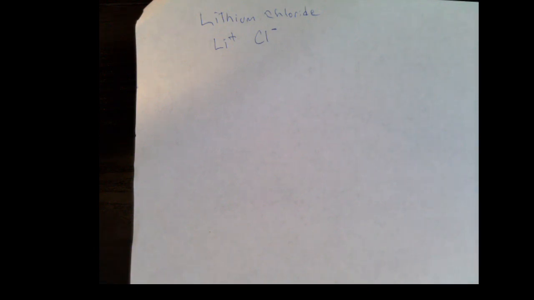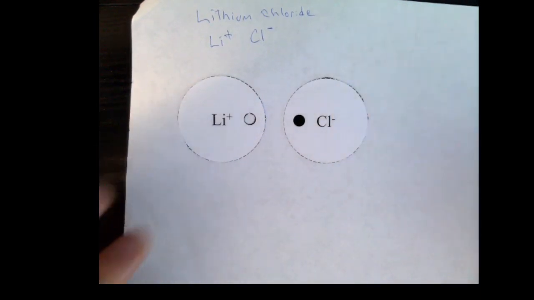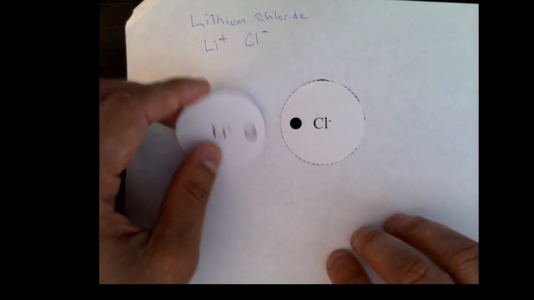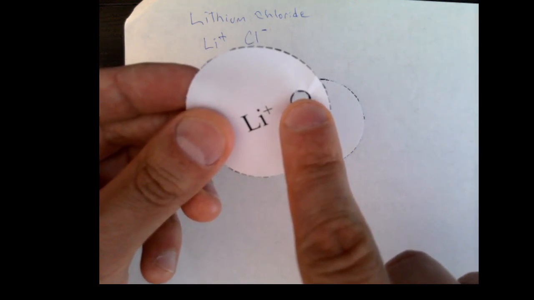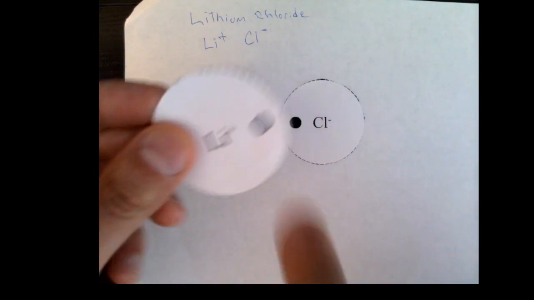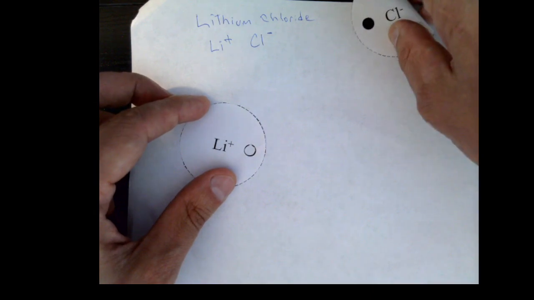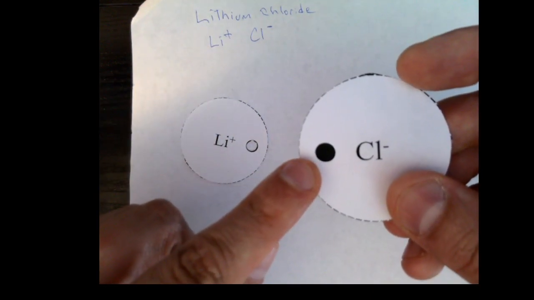So what I've done is I've created these. For every positive ion, I have a circle with a hole in it. As you can see here, this hole represents the positive charge. The lithium ion has given up an electron. For every negative ion, I've got dots. So this chloride ion here has one black dot.